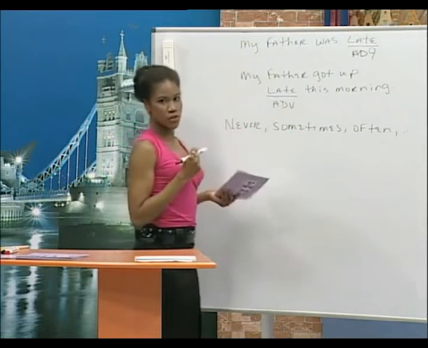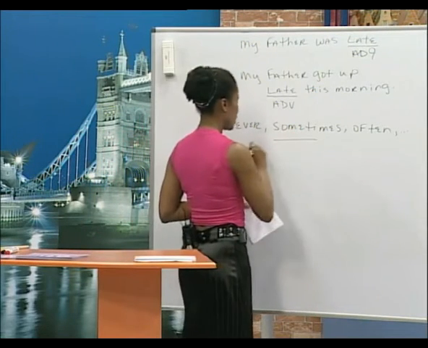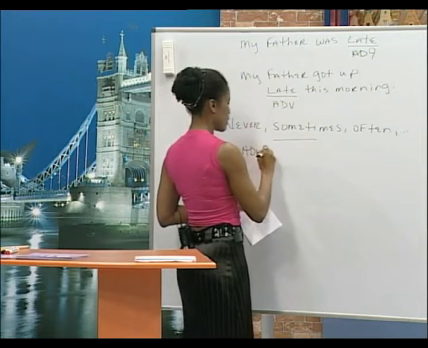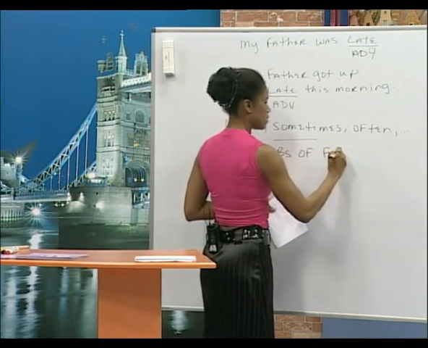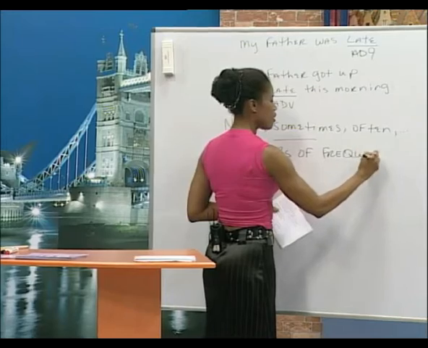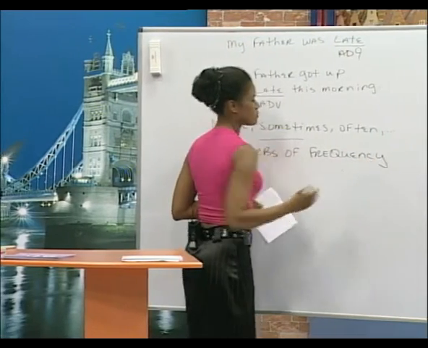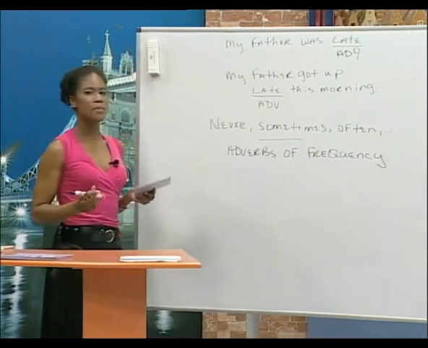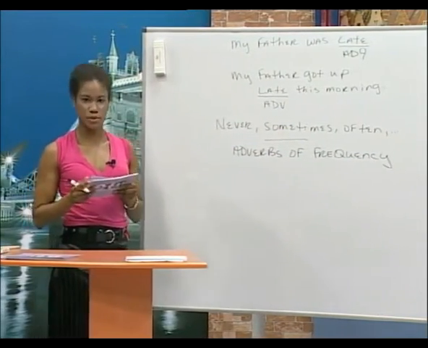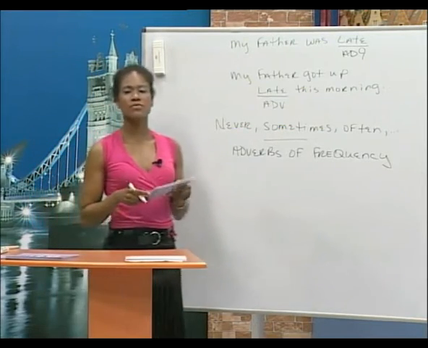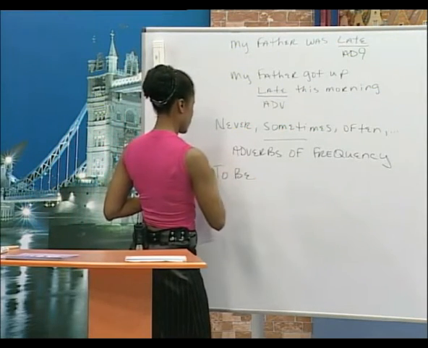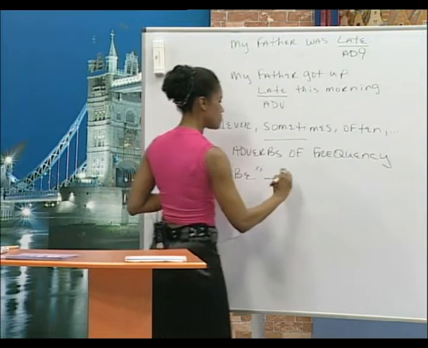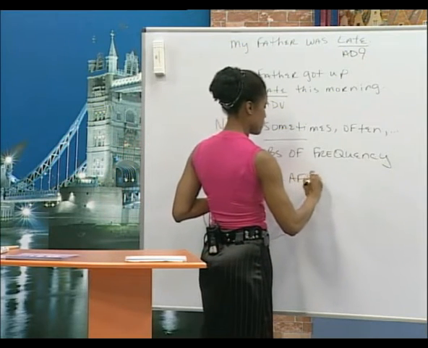All right, these adverbs are called adverbs of frequency. So they say how often we do something. And they come before the verb. However, with the verb to be, they must come after the verb.